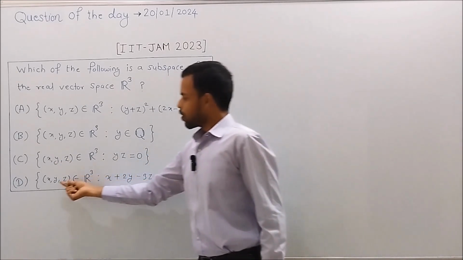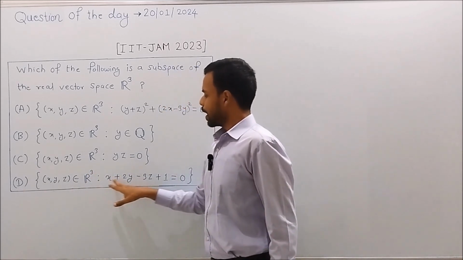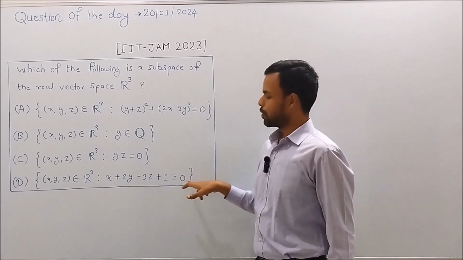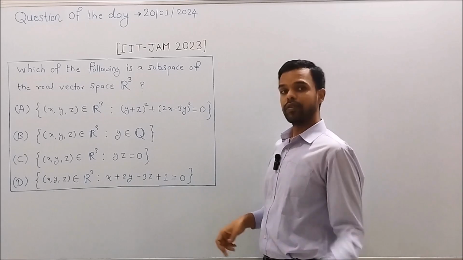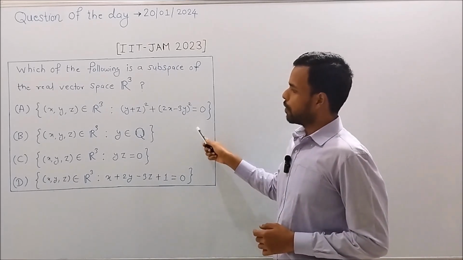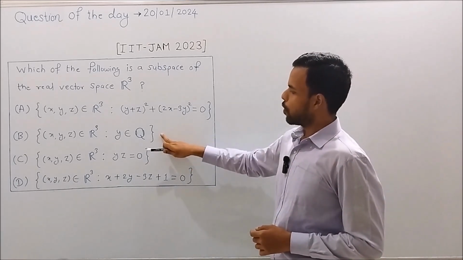And option D is the set of (x, y, z) belongs to R3 such that x plus 2y minus 3z plus 1 equals 0. So let's begin the solution. We will verify the options one by one. So let's begin with option B first.